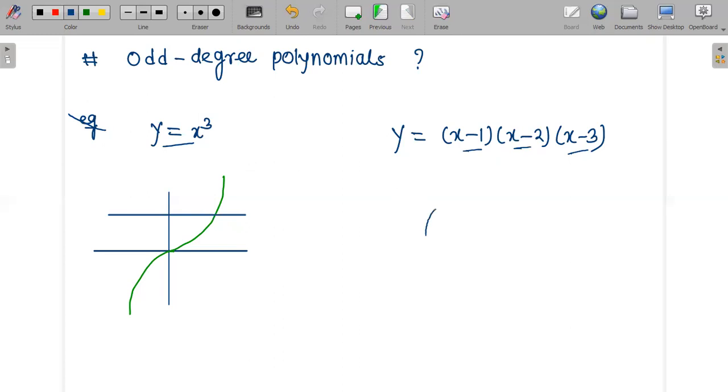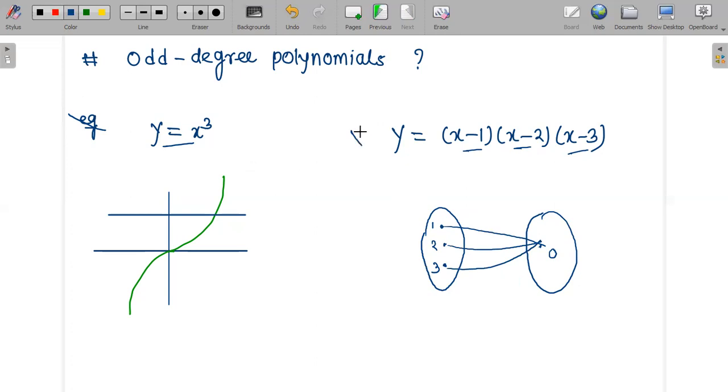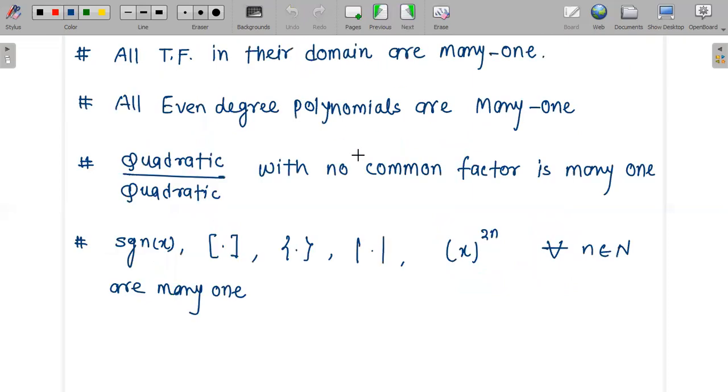For the second one, rather than differentiating or drawing the graph of this function, if I prefer mapping this time, then I know there are three different inputs, 1, 2, and 3, for which I'll get the same image. That means these three elements are sharing the same image, which will make your function not injective. So if you have this myth that an odd degree polynomial should be a one-one function, then it is something which is not true.